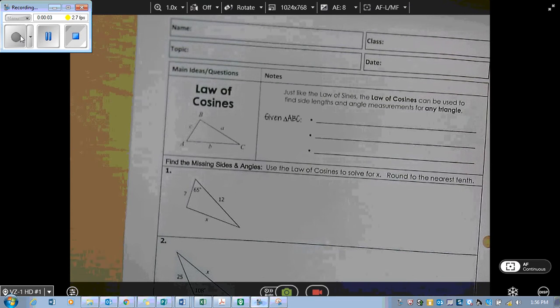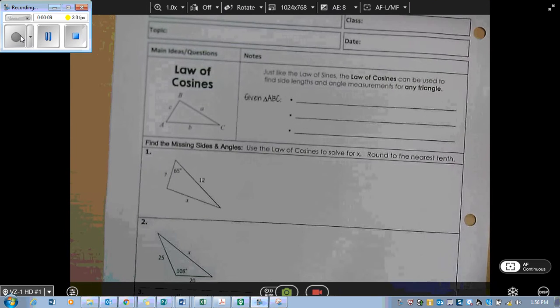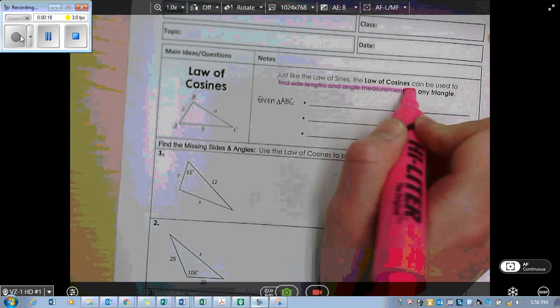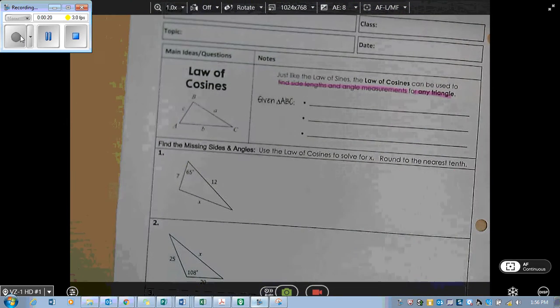Alright, so we looked at the law of sines, and now we're going to look at the law of cosines. Just like the law of sines can be used to find any side or angle measure for any triangle, same for the law of cosines. So we can find any side length or measurement for any triangle.